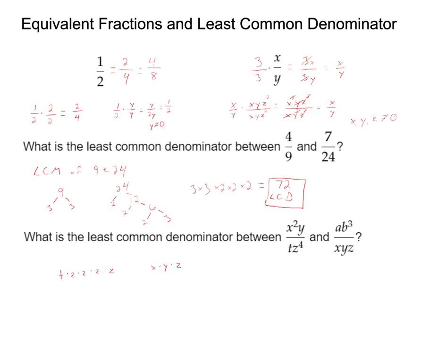So t appears once on the left term, but 0 times on the right term. So the maximum number is 1, and t gets dropped down. Then we notice that z appears 4 times on the left term, but only once on the right term. So the maximum number of times for z is 4. So we can multiply by z times z times z times z, or z to the fourth. And then on the right, we also realize that we have an x one time and a y one time. So our least common denominator here is going to be t x y z to the fourth. That's going to be our least common denominator for the two terms listed above.